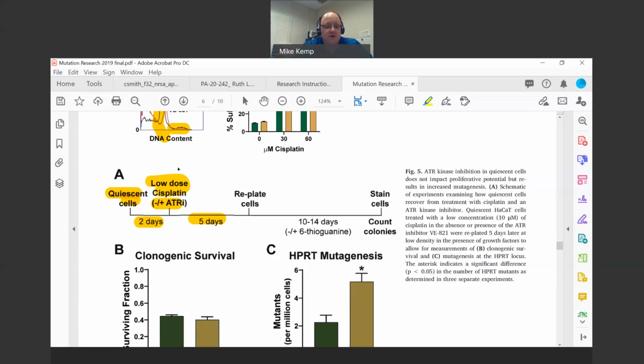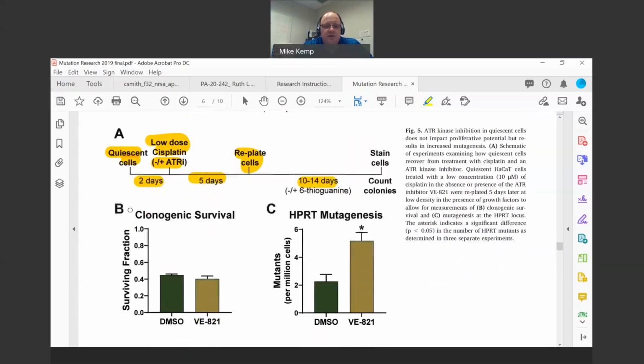Again, these drugs are present throughout that time. Then we replate the cells at very low density and look at the ability of single cells to divide and form colonies, which we can then stain and count. We wait 10 to 14 days for that. If we look at this clonogenic survival, we see essentially no difference in cell survival. About 40% of the cells at this low dose of 10 micromolar cisplatin are able to form colonies.